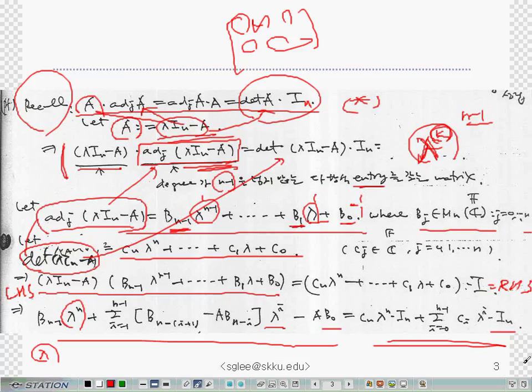Now we have the matrix polynomial with a variable lambda. If these two matrix polynomials are the same, what that means is all the coefficient matrices are the same. Every coefficient matrix is the same. So what that means is this Cn and this Bn minus 1 should be the same, and so on.